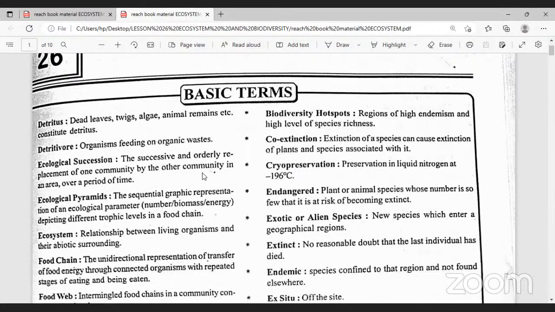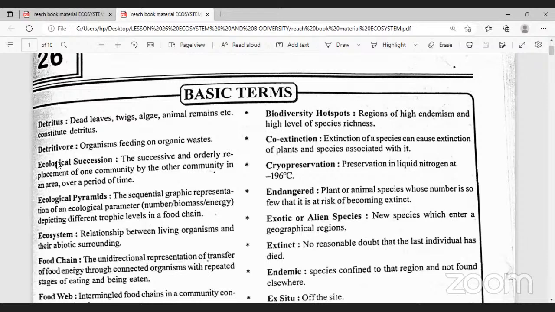Okay. First of all, the subheading is given here. What are the technical terms, the basic terms, involved in this lesson? See here, detritus. What is the meaning of detritus? It is nothing but any part of the plant body that is dead: dead leaves, sticks, algae, animal remains, etc. They all have constituents.